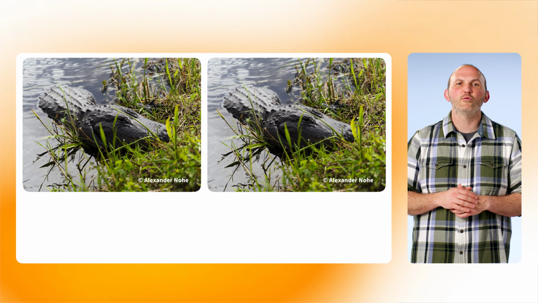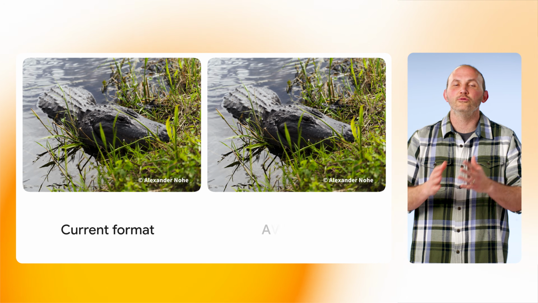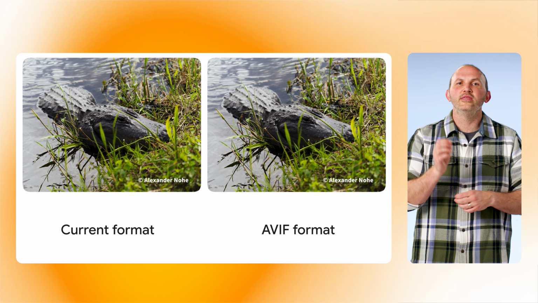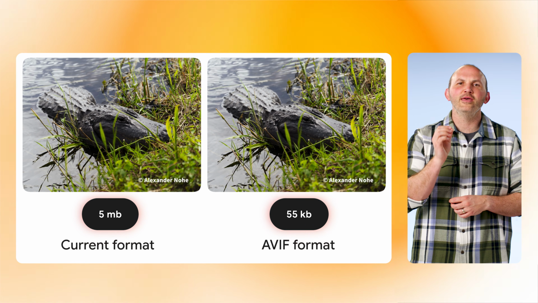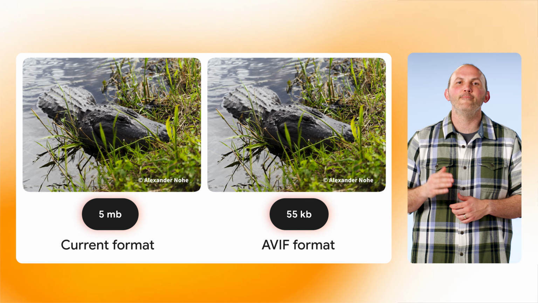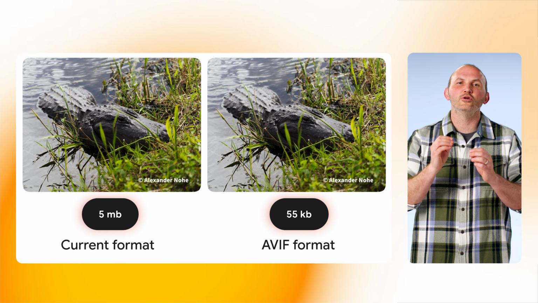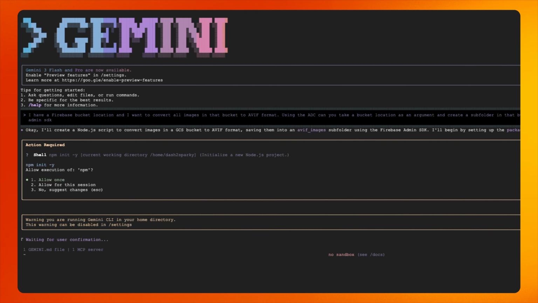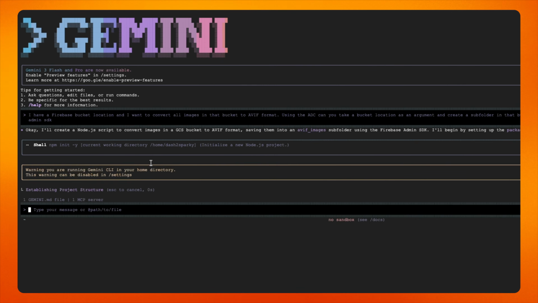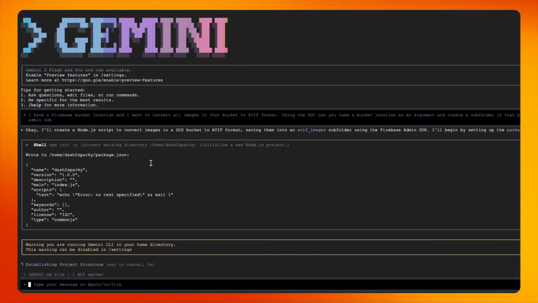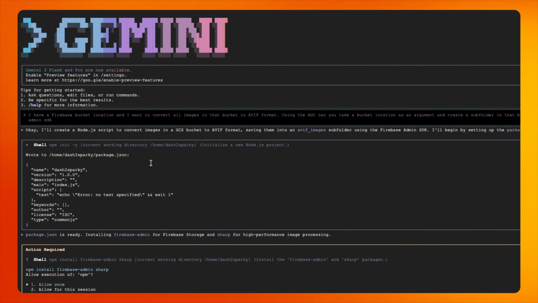With the Gemini CLI, I'm going to ask Gemini to write a Node.js script. The Node.js script will convert the images from their current format to an AVIF format. This will provide a smaller file size for my images and then output those images back to a subfolder in the same storage bucket. Since Cloud Shell already has all the appropriate permissions and a working Node environment, it runs through the process without much work needed from me.